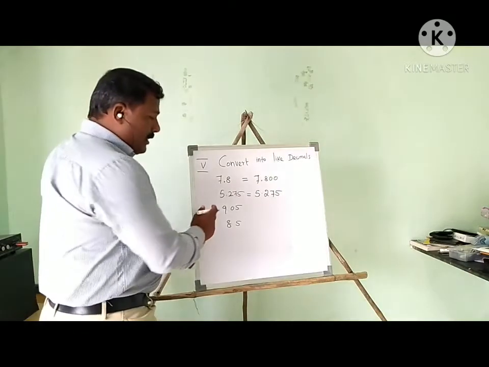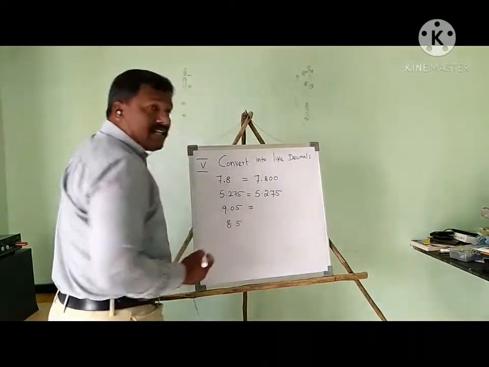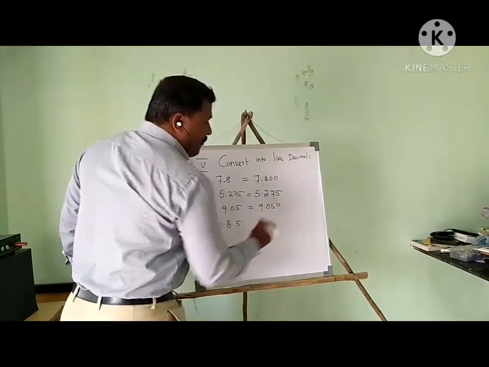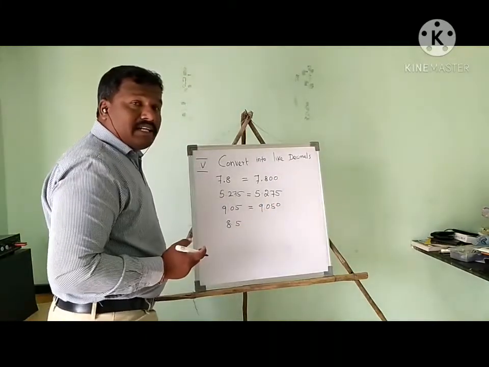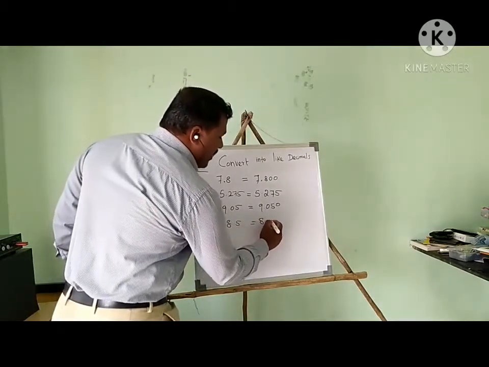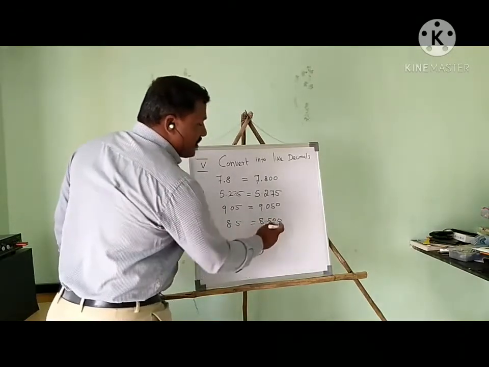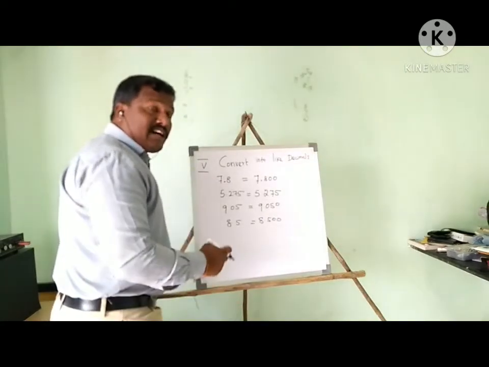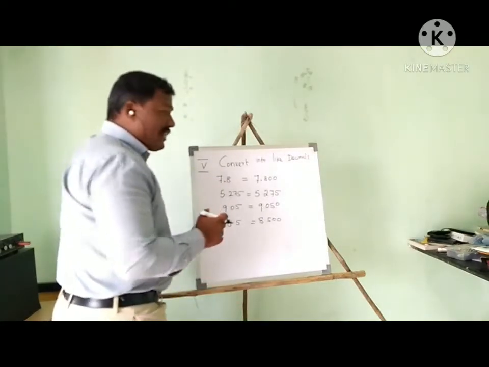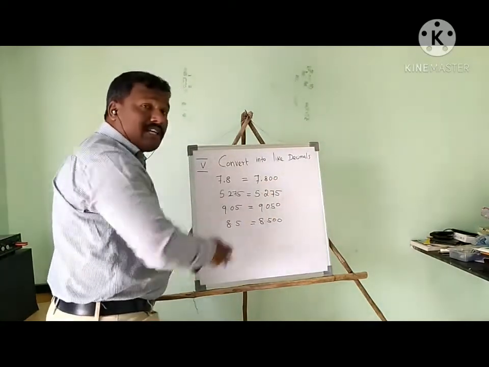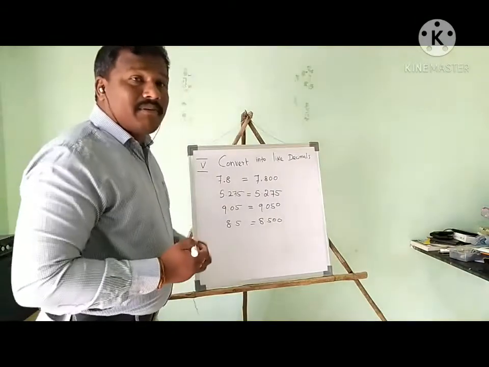Okay. Now here, if you convert it as a like decimal, 9.050. Now it will become a like decimal. If you convert this, 8.500. So this is also 3 place values. If you look at all the decimals, they have the same decimal place value, like here 3, 3, 3, 3. So now all the decimals are called like decimals.